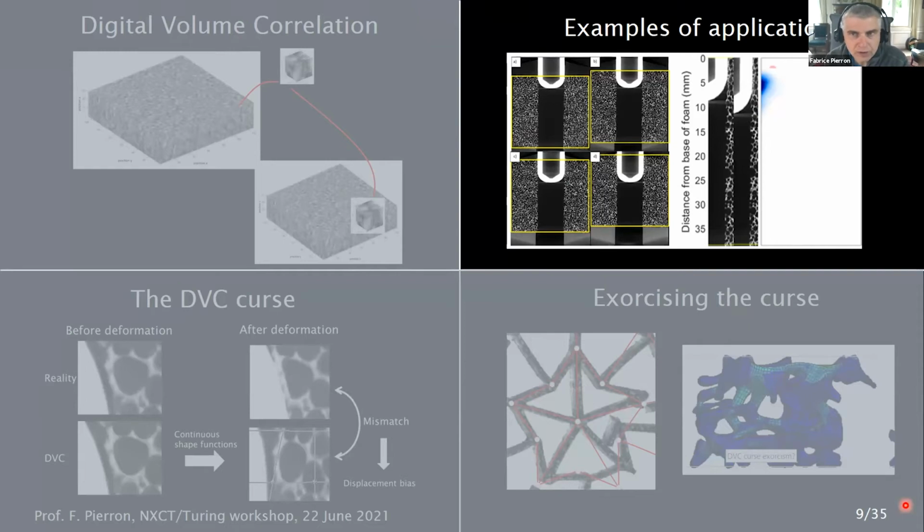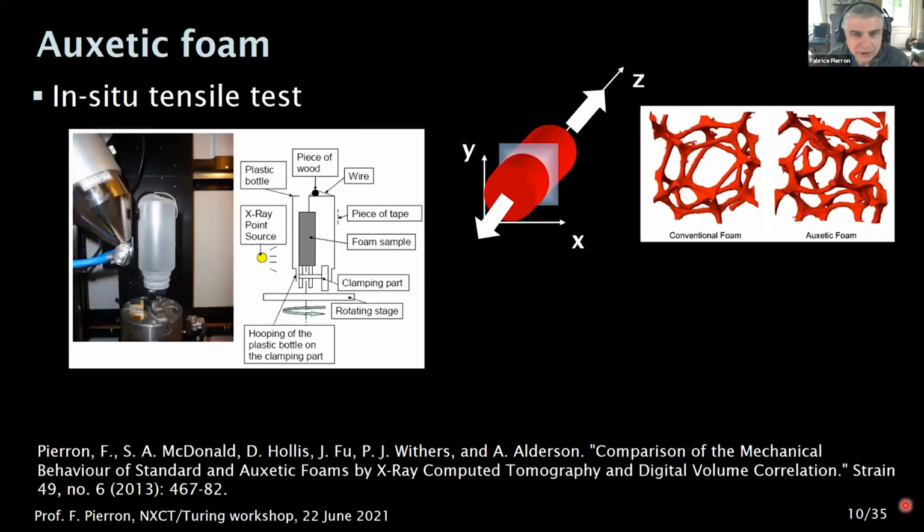I'm just going to now give brief examples of application, just as illustrations, really, before starting the more interesting part of the talk, I think. So this is the first time I manipulated X-ray CT data. It was a collaboration with the University of Manchester at the time with Phil Withers, and Andrew Alderson was working on auxetic foam. So this is a tensile test on an auxetic polyurethane foam.